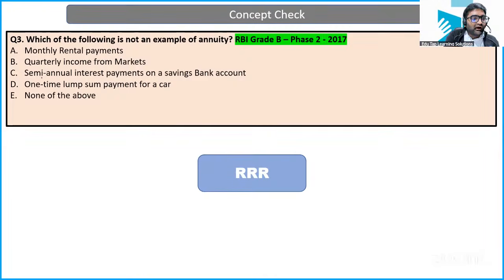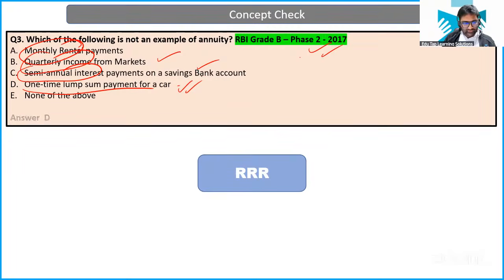Here we have: which of the following is not an example of annuity? This is a question of RBI Grade B phase 2 2017. I asked you this question previously also, so I hope it is very clear to all of you that here D is the right answer. Monthly rental payments, periodic payment. Quarterly income, that is also periodic payment. Semi-annual interest, that is also periodic. One-time lump sum payment for a car is not an annuity payment, so D should be the right answer.